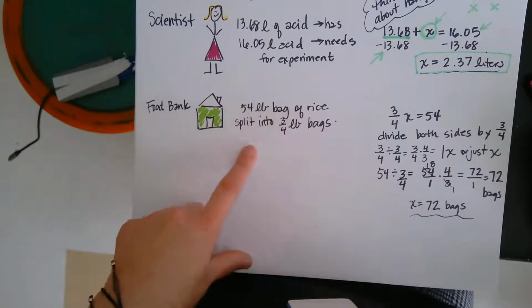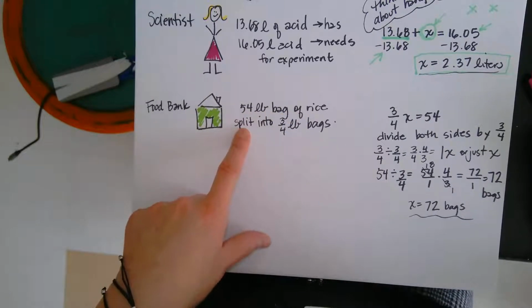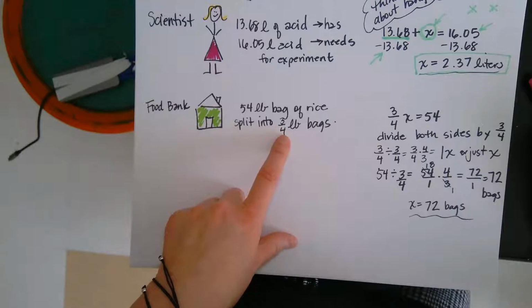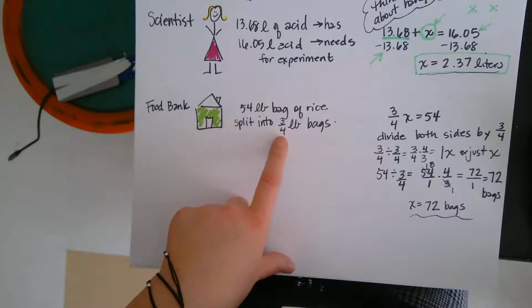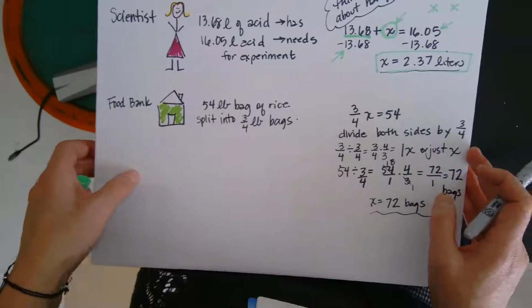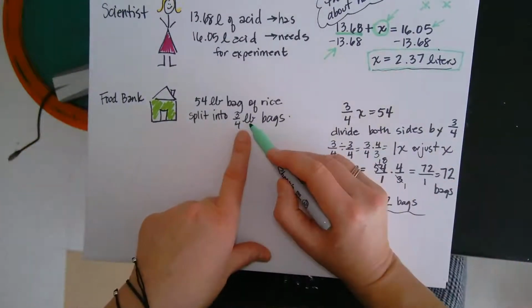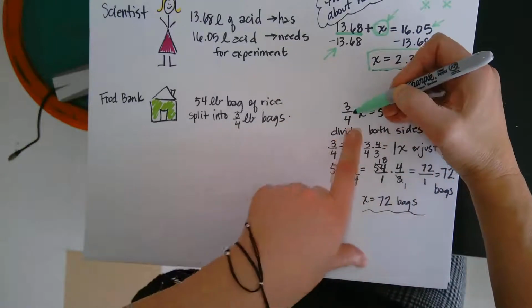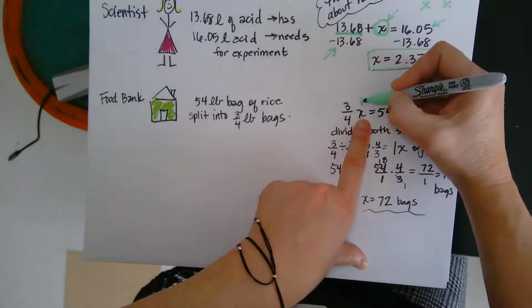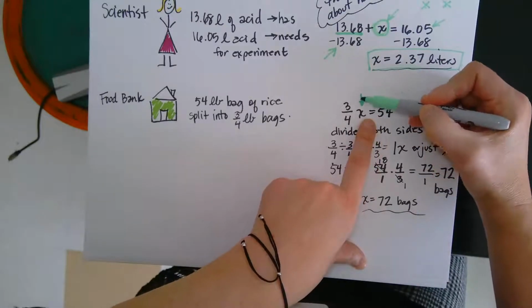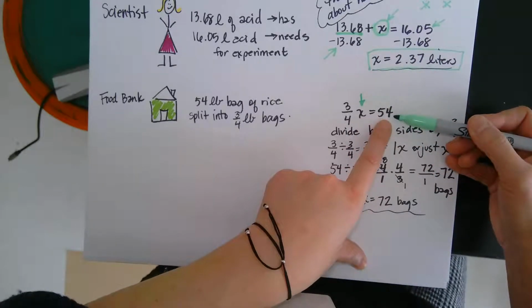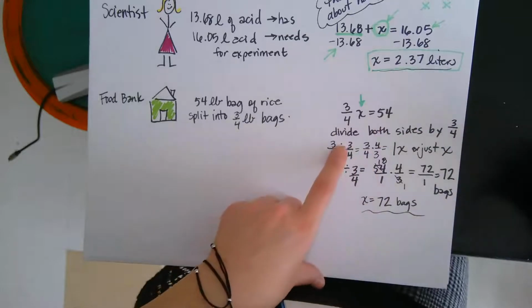That's a big bag of rice. And what it wants to do is split it into 3/4 pound bags so that it can give it out to the families that come to get some food. And so what we're going to do here is figure out how many bags we can make. So if I'm going to take 3/4, I'm going to have to multiply it by some number, and this is the number of bags, to use up the entire 54 pounds.